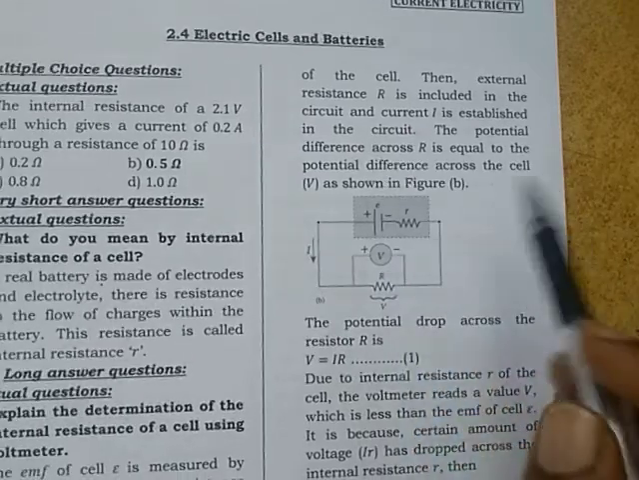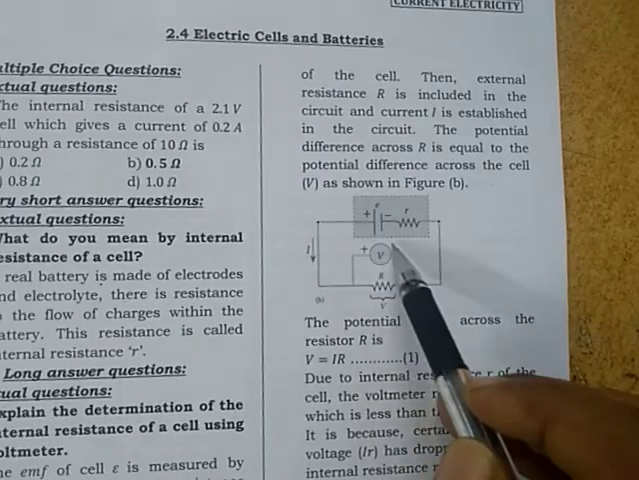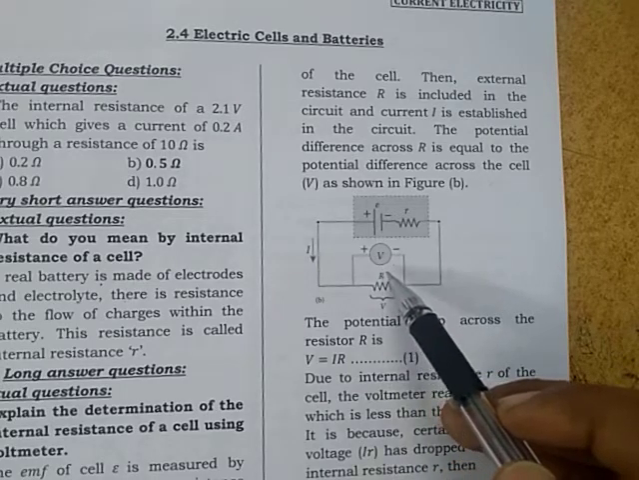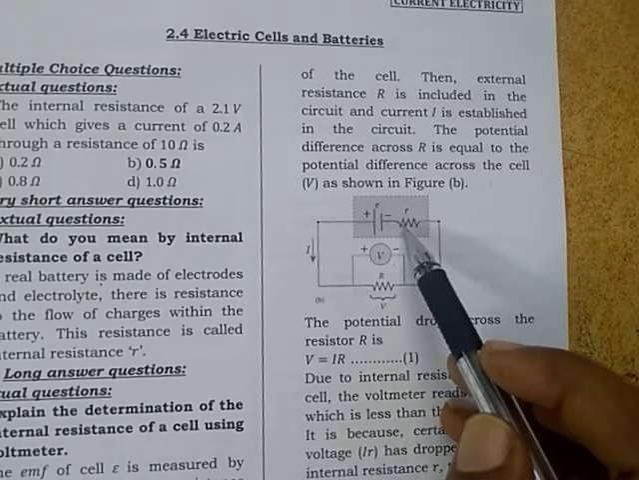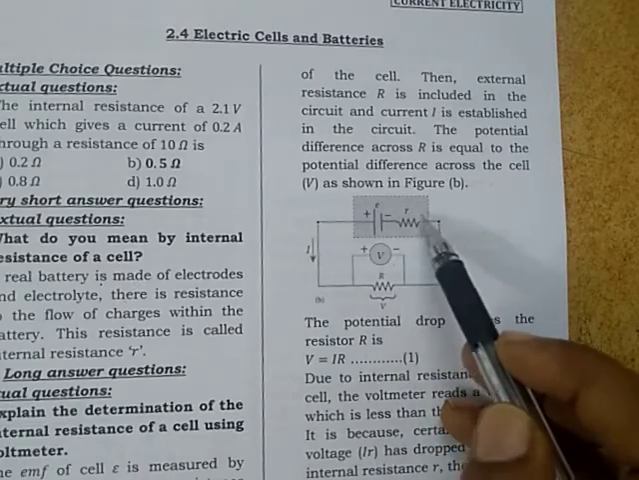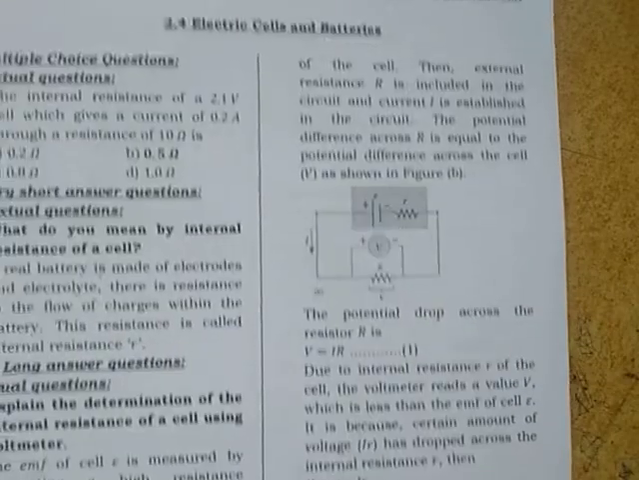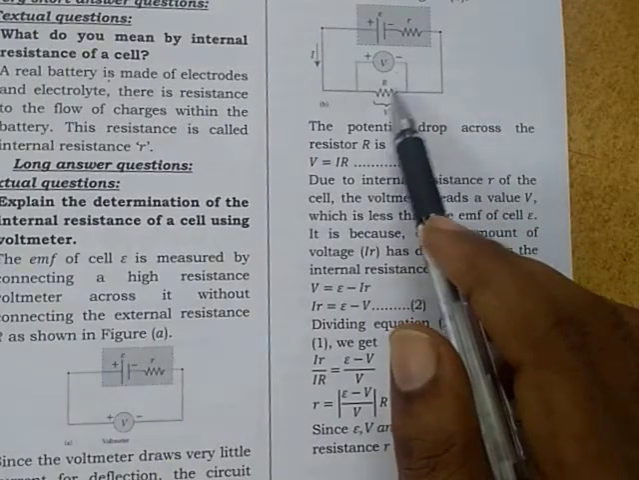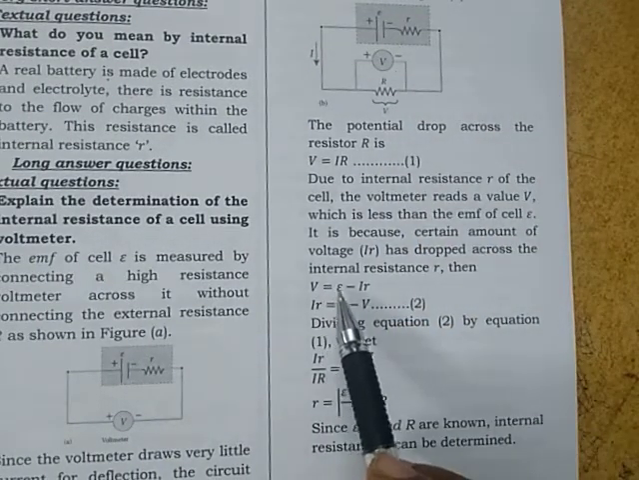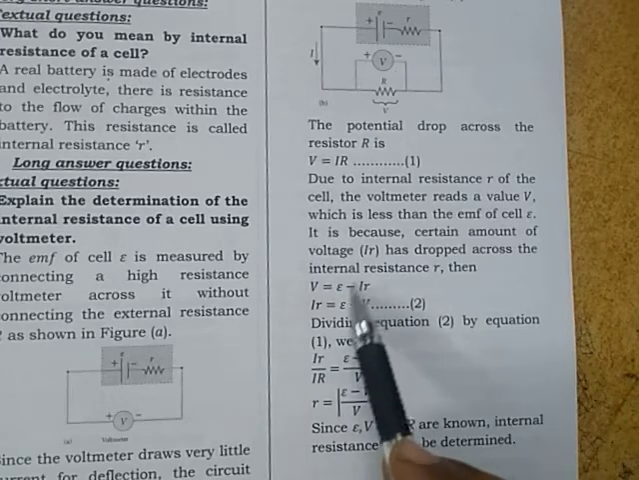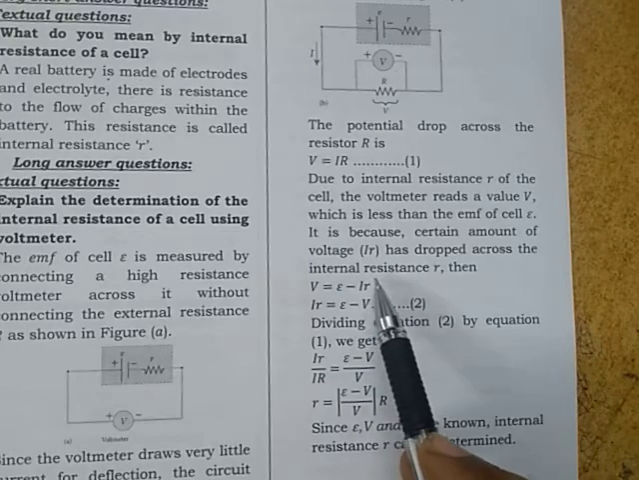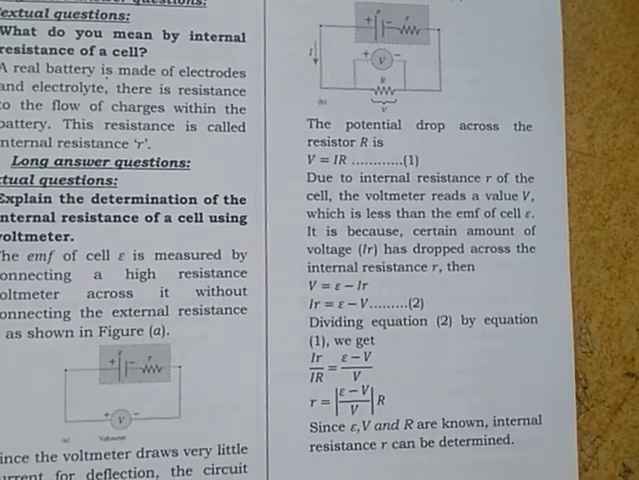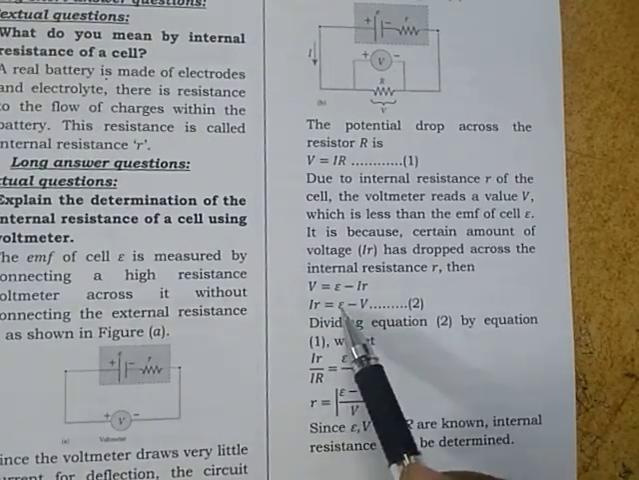Thus this reading must be less than the EMF of the cell, because there will be some voltage drop across the internal resistance. So we can write the voltage drop across the resistor R, that is V, equal to EMF minus Ir. Here Ir is the voltage drop across the internal resistance. On modifying this, we get Ir is equal to psi minus V.